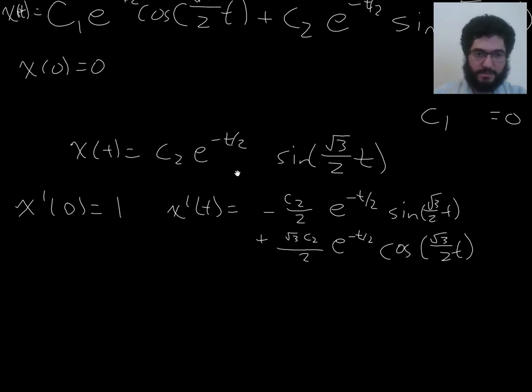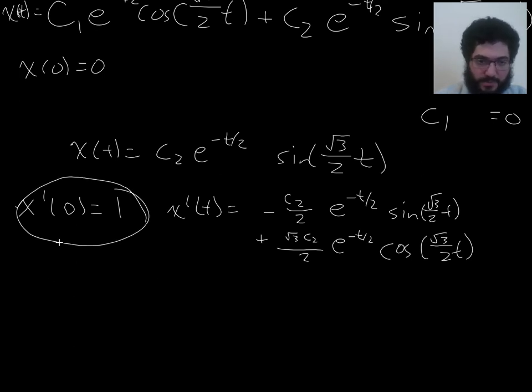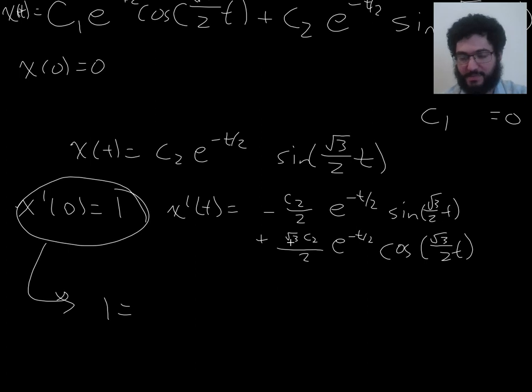All right. Now I can finally impose this equation. So I want 1 to equal what I get when I plug in t equals 0 for x prime here. So when I plug in t equals 0, what do I get? Well, this first term dies because it'll be sine of 0. For the second term, I get 1 for this and 1 for this. So I just get root 3 over 2 c2 equals 1.